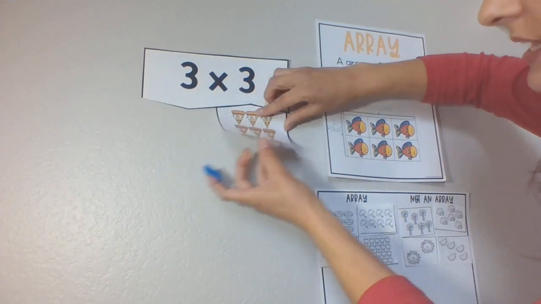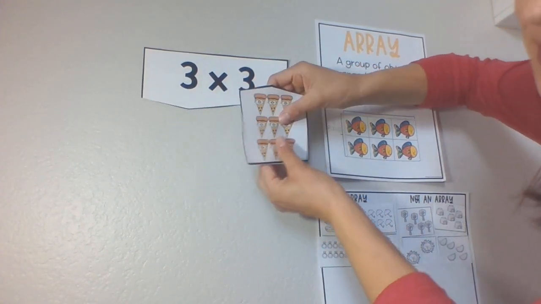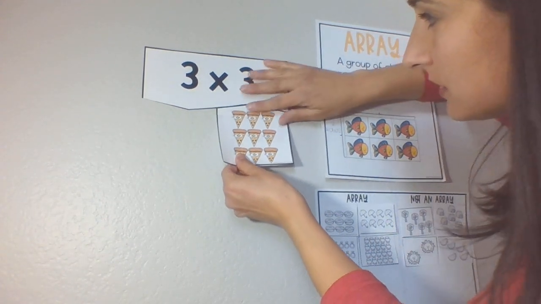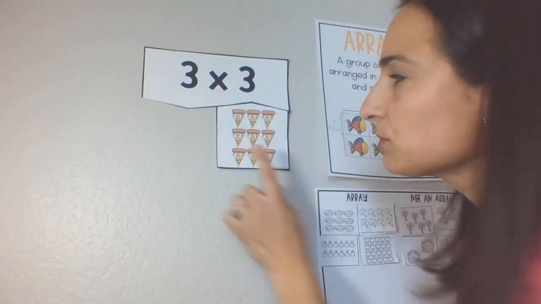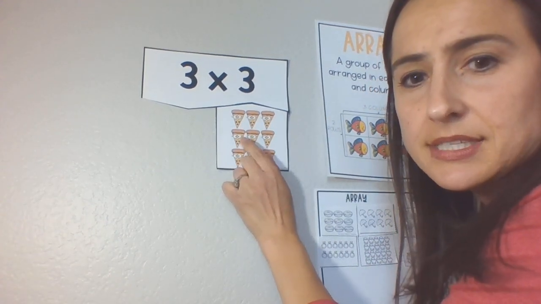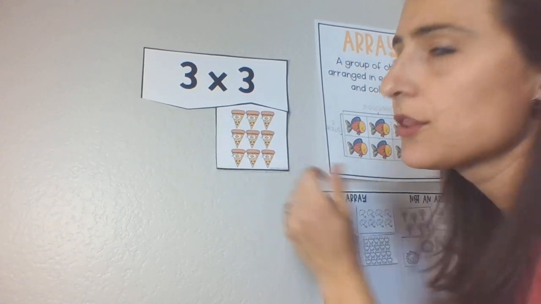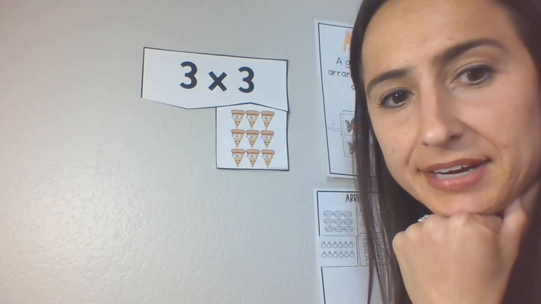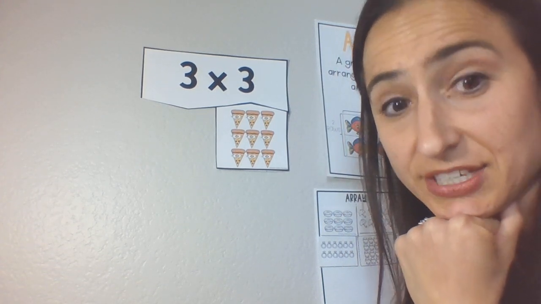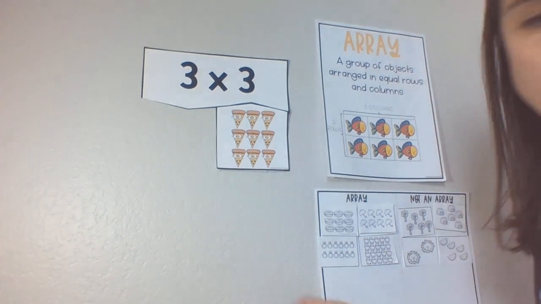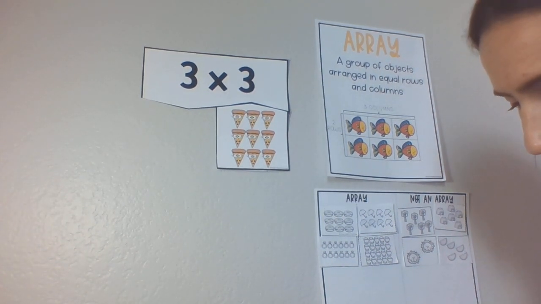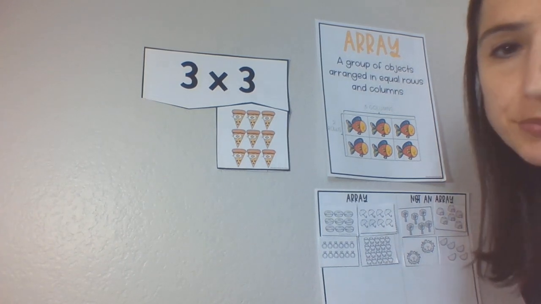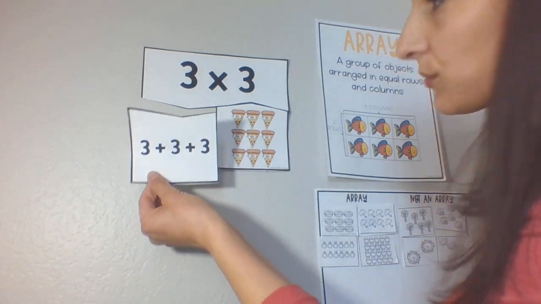I'm going to stick that here. So it's a little brain puzzle. And 3 plus 3 plus 3. That is going to be the repeated addition sentence. So I'm going to find where it says 3 plus 3 plus 3 on my puzzle piece, which is right here.